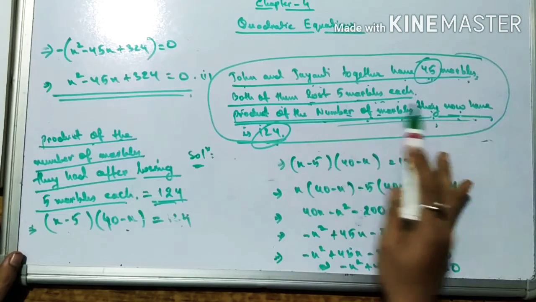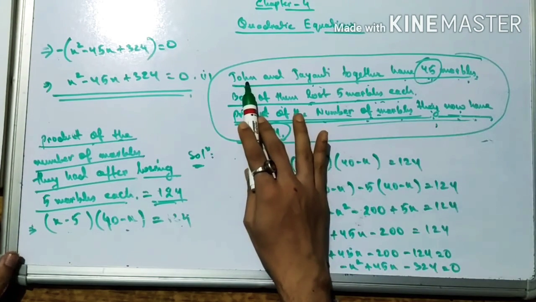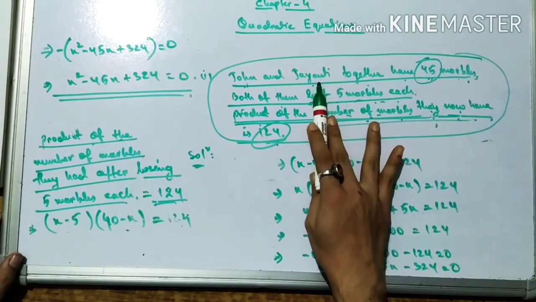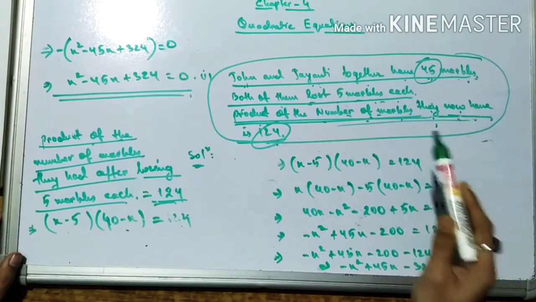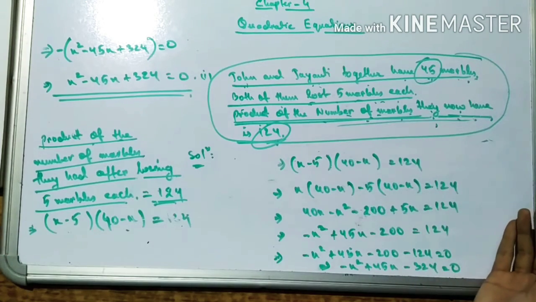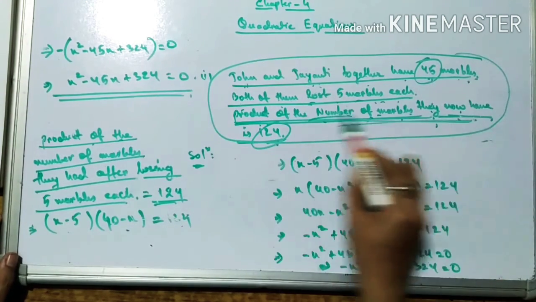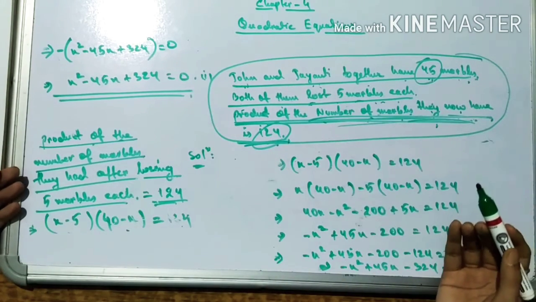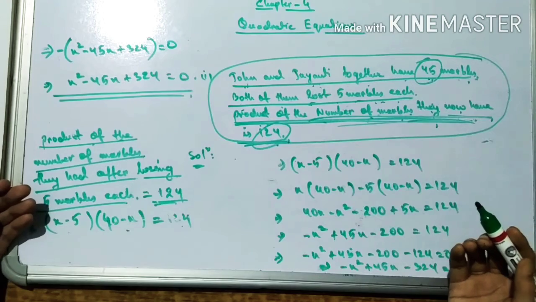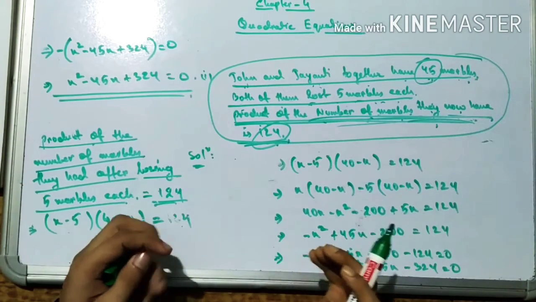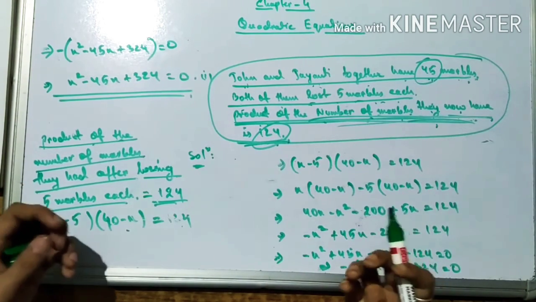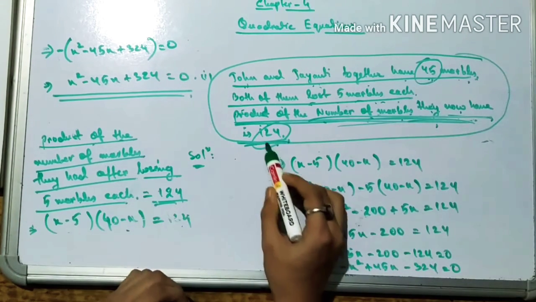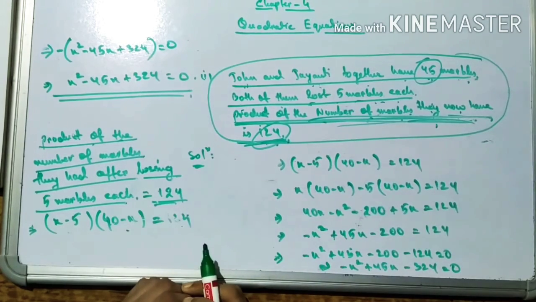Now both of them lost 5 marbles each. So the number of marbles John had will be x minus 5, and the number of marbles Jayanti had will be 45 minus x minus 5, which is ultimately 40 minus x. Now the product of the number of marbles they had is 125. That means after losing 5 marbles each, if you take out their product, you will get the answer 125. That is given to you.